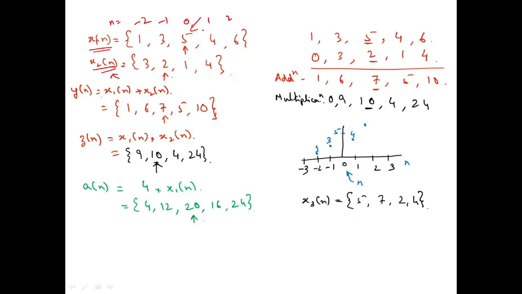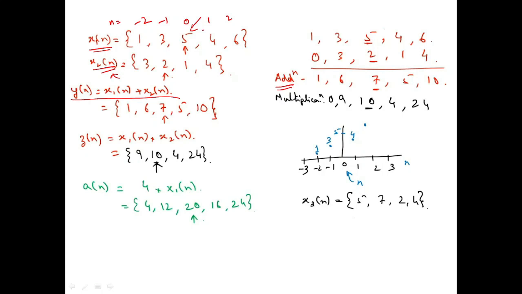Now let us first do the example of, let's say, y[n] equals x1[n] plus x2[n]. So how to do that? If you look over here on the right hand side, n equal to 0, what do you mark? It has to be marked.